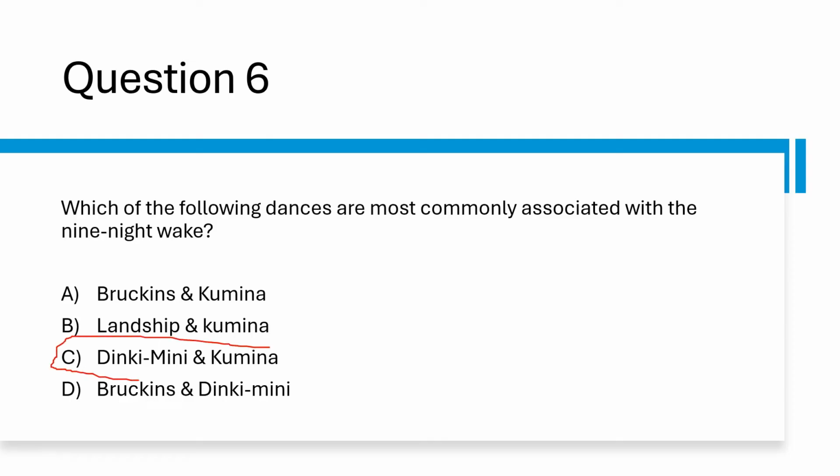Remember now, Dinkimini is that dance of death that represents the defiance that the living would have towards death, to say that, listen, even though somebody's taken away from us, we still have the means by which we can reproduce. And of course, Kumina is also done in celebration of one's life. And so at a 9-night ceremony, you will definitely find Dinkimini or Kumina, or you will find both. So the most appropriate response is C.